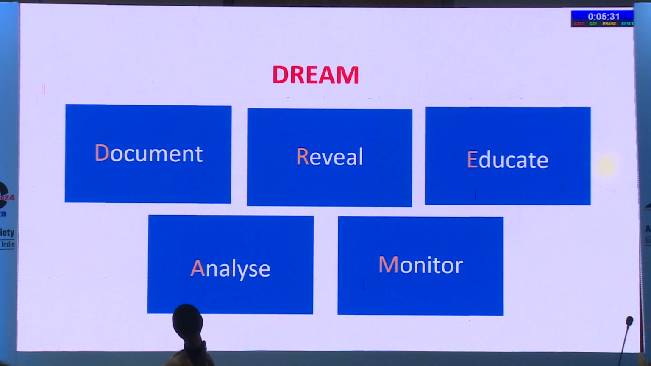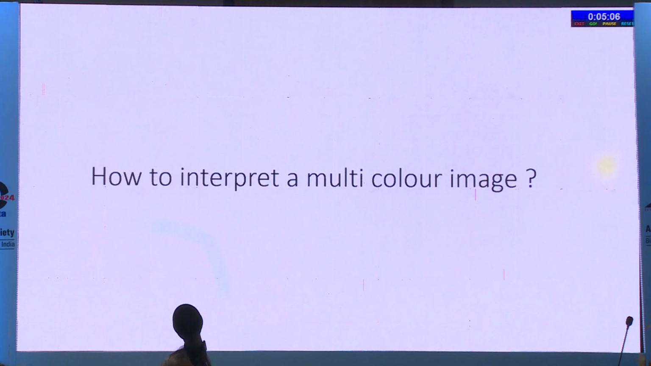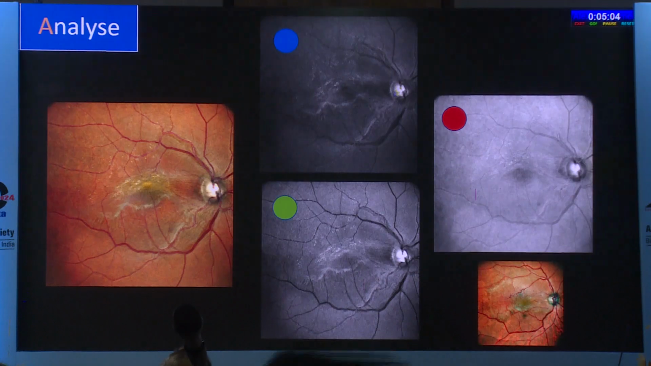I would like to condense my talk into DREAM, that is 5 important points where multicolor imaging scores over conventional imaging in retinal diseases: to document, to reveal subtle findings, to educate the patient as well as your residents, to analyze a situation where you are at a crossroad, where you don't know how to make a decision, and also to monitor progression as well as response to treatment. How do you interpret a multicolor image?